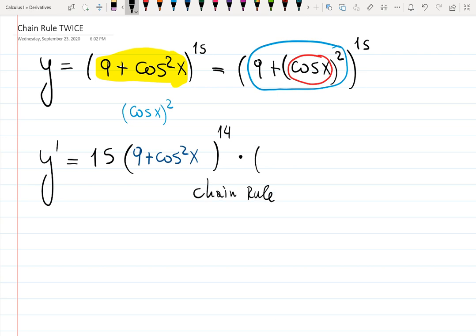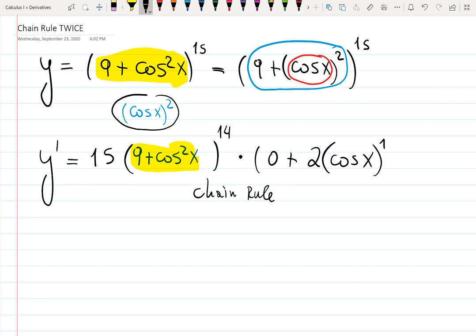Now you have rights to look inside and differentiate whatever is happening inside. Well, the function inside is 9 plus cosine squared. Derivative of 9 is 0 plus, what is derivative of cosine squared? If you see it this way, cosine squared, then you see it as something squared. So it will be 2 goes down, cosine x to the first power, right?